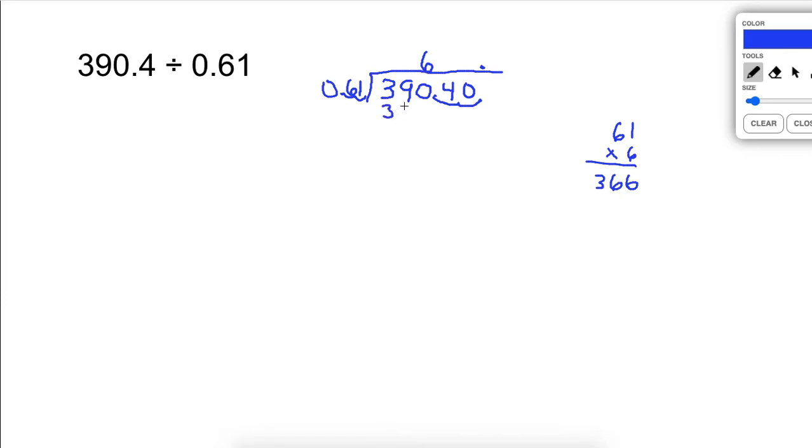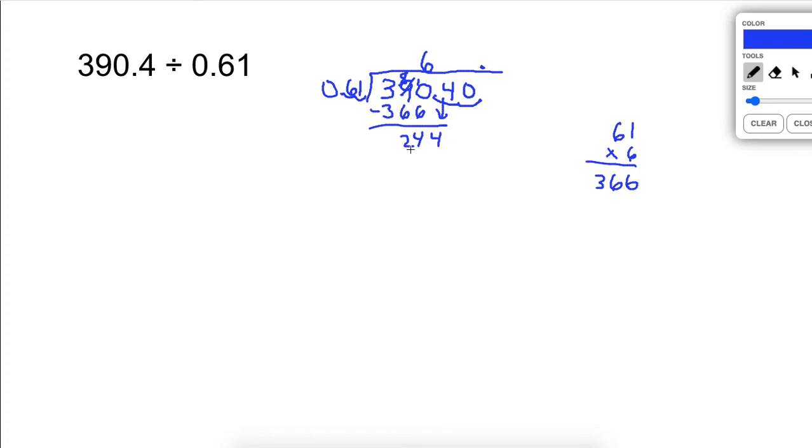That's 366. Got to borrow from the 9. That becomes a 10. Subtract that down. We end up with a 4 and 8 minus 6 would give us a 2. Drop our 4 down here. We end up with 244.